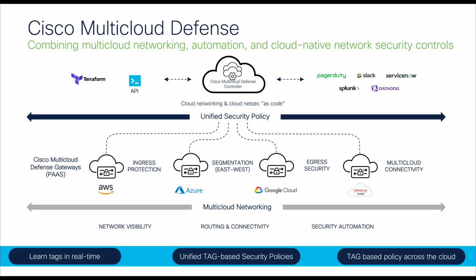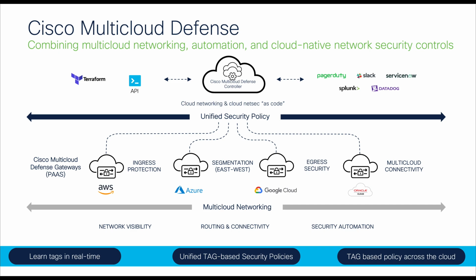Now let me double click on Cisco Multi-Cloud Defense architecture. We have a controller controlling everything in the architecture, and the other component is known as the gateway. So gateways are deployed in your accounts, and these gateways are owned and managed by the Controller. Controller is a SaaS-based offer available globally. Controller controls the deployment. It provides you visibility of your entire network.